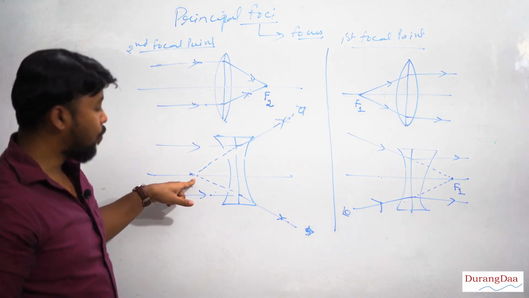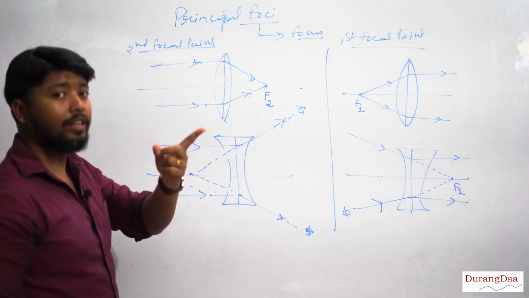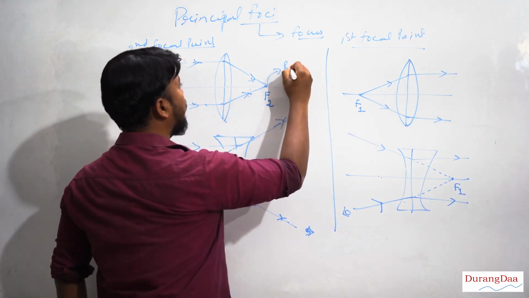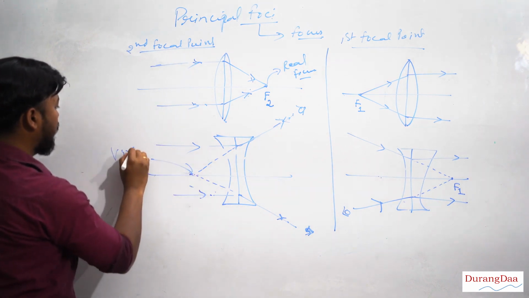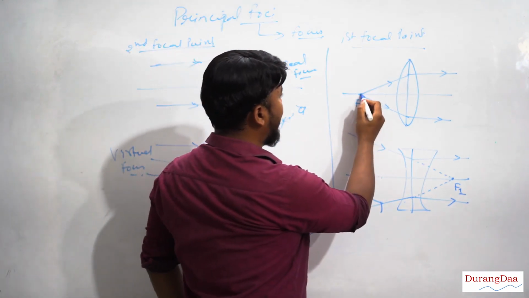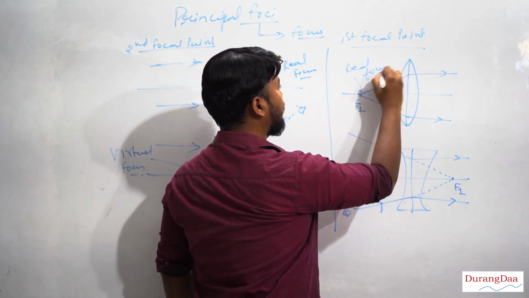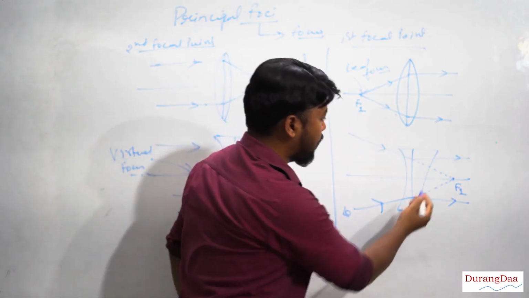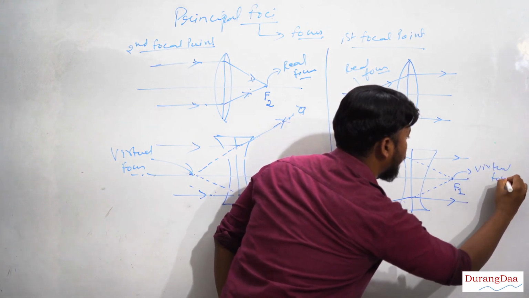So this is your virtual focus, when it appears to be meeting or appears to be coming from that point, not actually coming. The point over here is your real focus. This one is your virtual focus. Over here also, because the rays are actually coming from this point, this is your real focus. Dotted lines mean appearing to meet or appearing to come from here, that is your virtual focus.